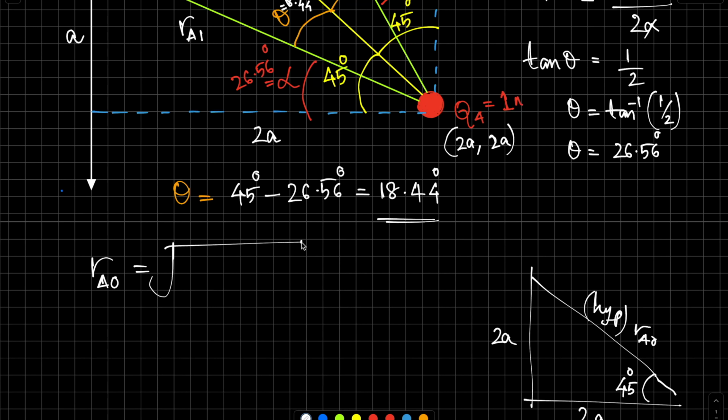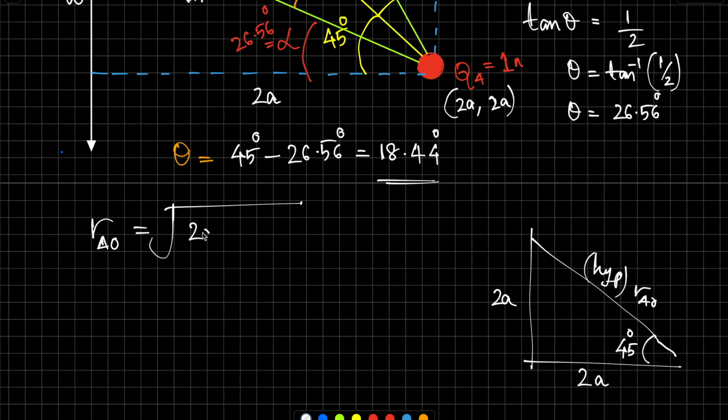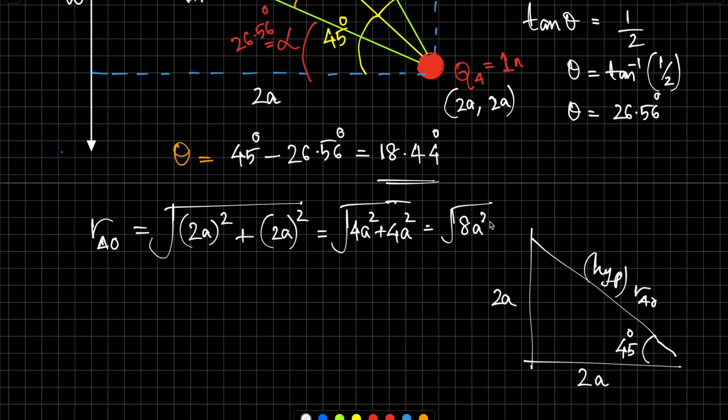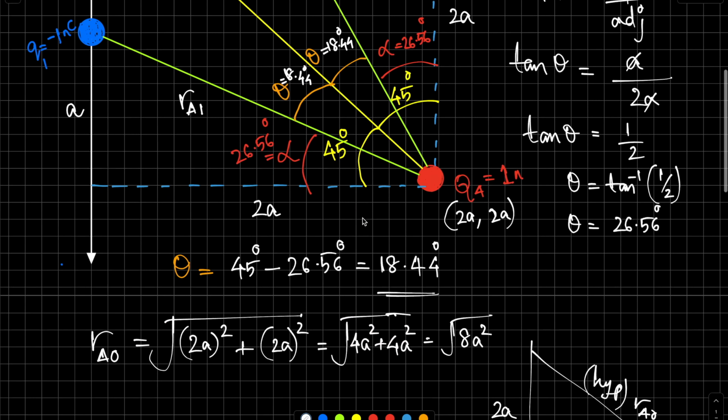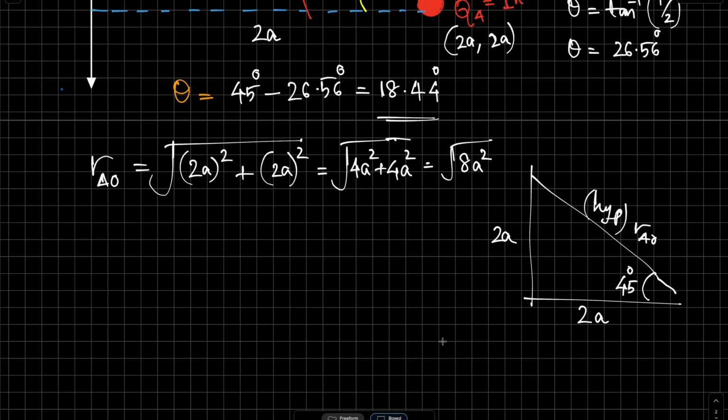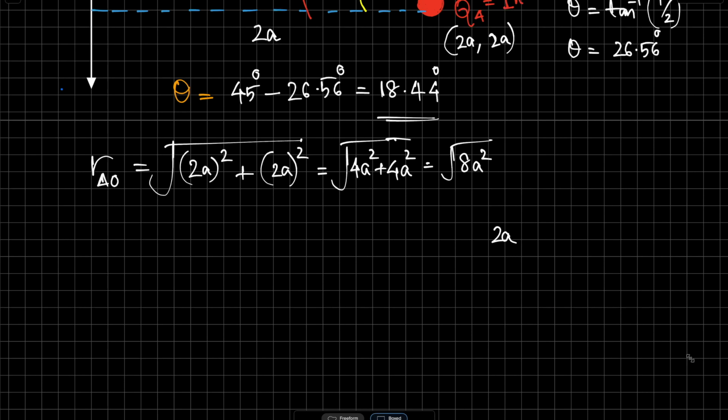Square root of 2A the whole square plus 2A the whole square. So you'll get square root of 4A square plus 4A square, which is equal to square root of 8A square. That's RA0. I'm going to delete this.